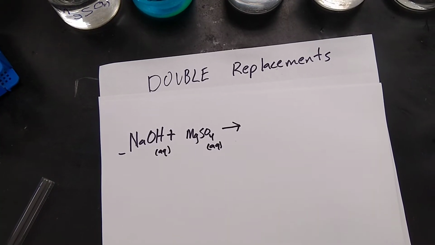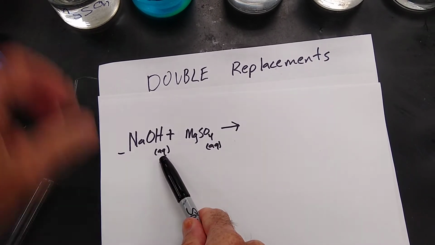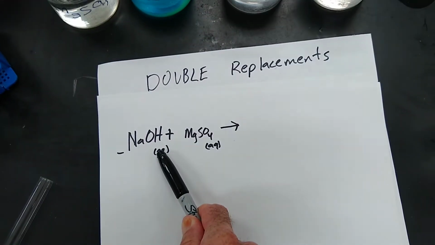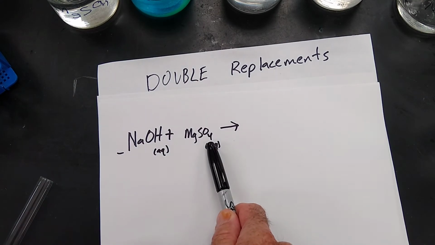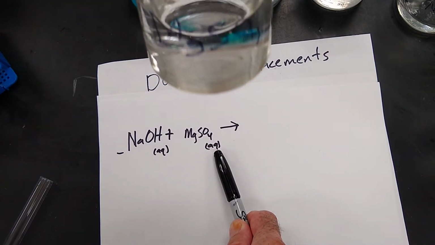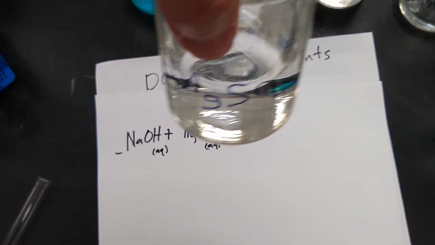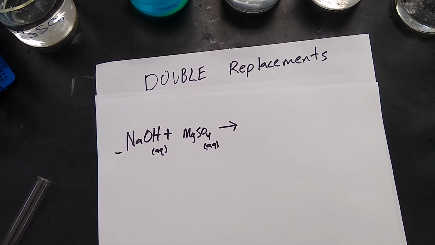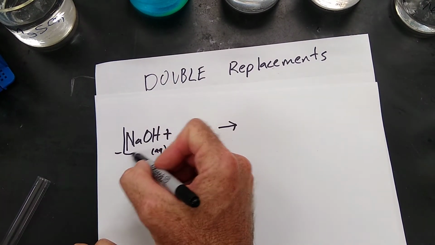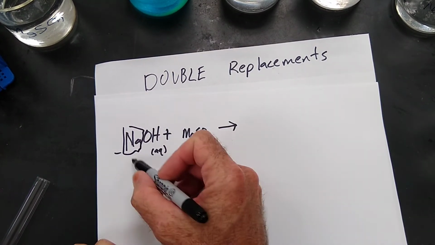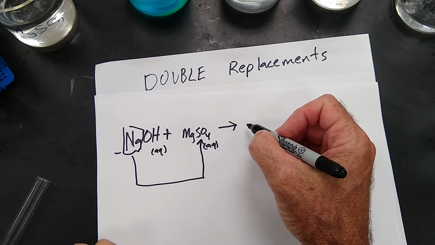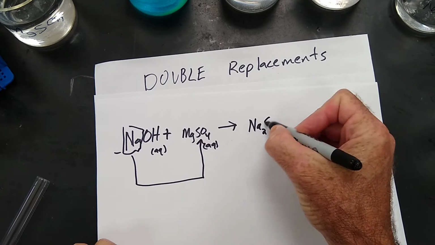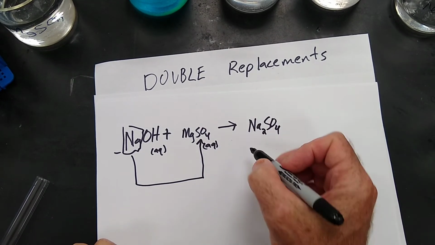Okay, here's the next one we're going to try. It's sodium hydroxide, aqueous. Here that is. NaOH plus magnesium sulfate, that's aqueous. Here that is. MgSO4. Now they're going to go through a double replacement reaction. Who is the sodium going to be with now? That's correct. It's going to be with the sulfate. What is the formula for sodium sulfate? Na2SO4. You have to write the formula correctly.